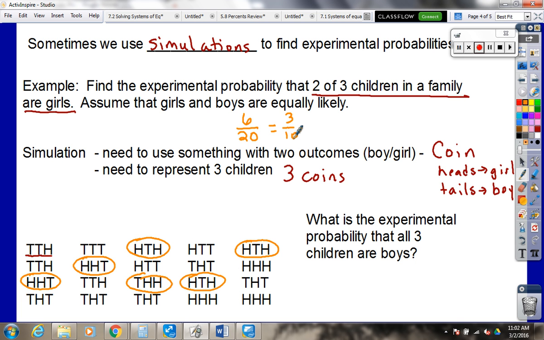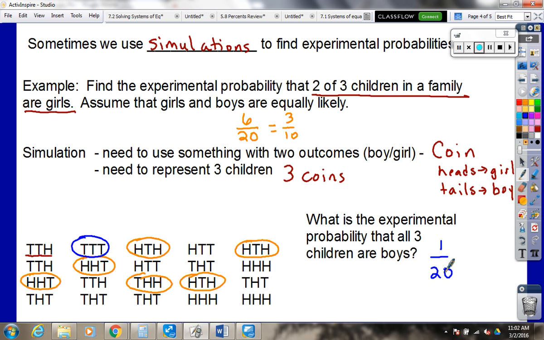Okay, now let's go down to this question. What is the experimental probability that all 3 children are boys? So how many instances do we have up there? Take a second and look through your results. How many of those show that all 3 children are boys? Lacey? Once. It only happens once. The boy happens right here where we had 3 tails. So the experimental probability that all 3 children are boys is 1 out of 20.